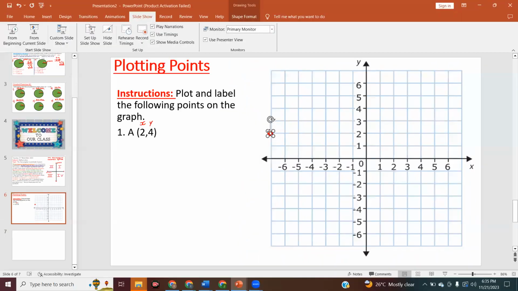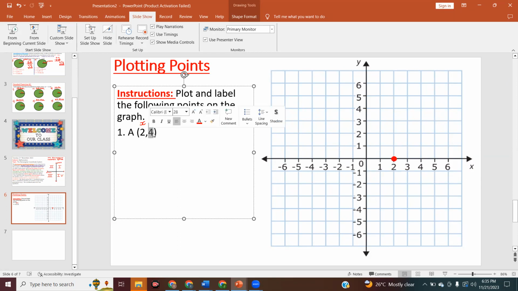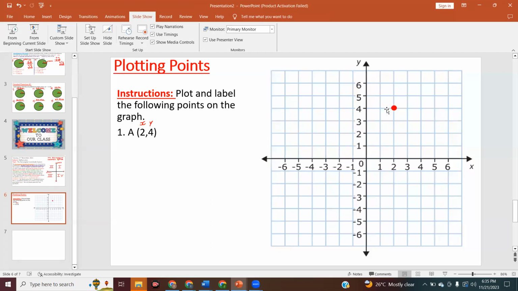So that means we have to go with the 2 on the X-axis. Do you see that? The 2 on the X-axis, that's what we have to start off with. And then it says go up how many times? 4 times. So it's going to be 1, 2, 3, and 4. All right, so that's how we get that point.